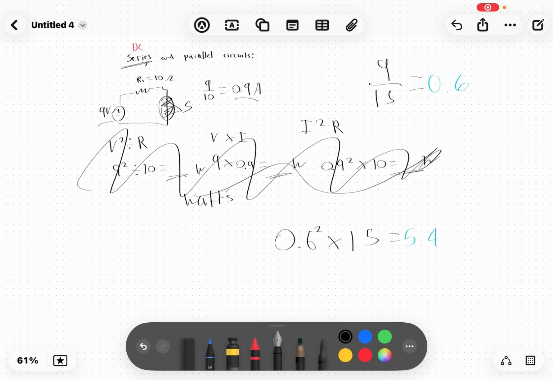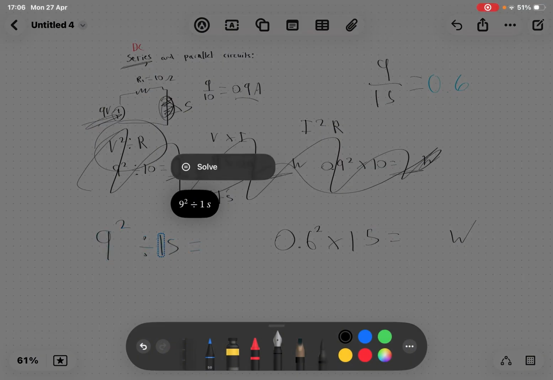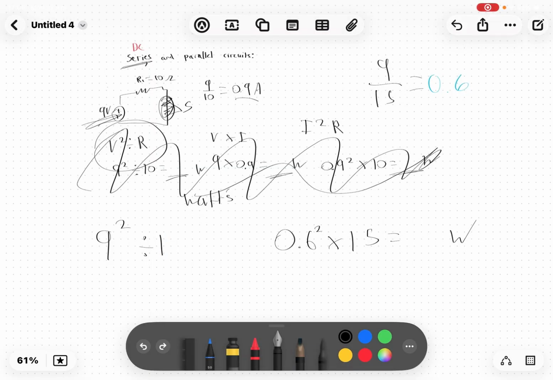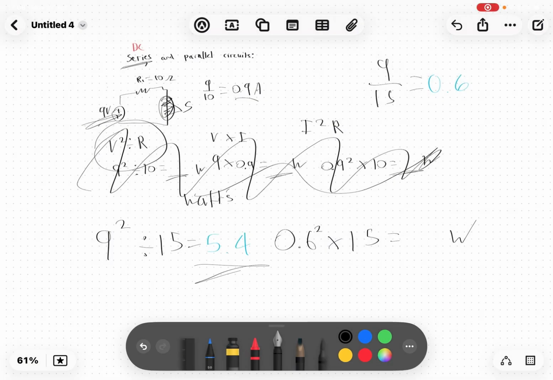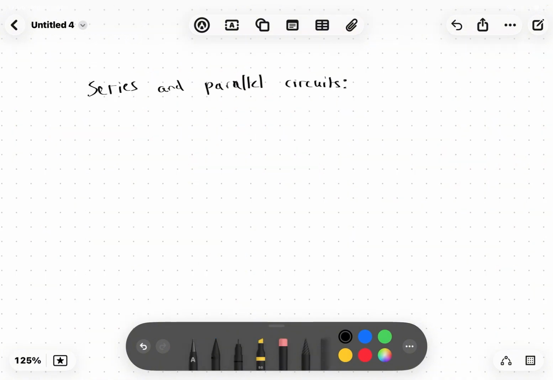So 5.4 watts. And just so you are not scared to do this yourself, 9, the voltage, let's use this one, squared divided by 15. So the same, let's go. So basically the same.